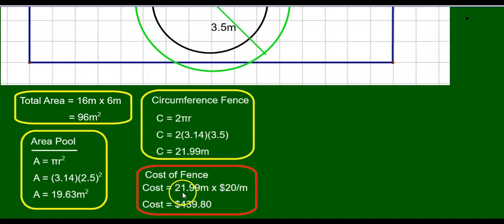So the cost of the fence will be 21.99 meters at $20 per meter, and that comes out to $439.80. So far this is our cost. I put that in red here, I highlighted in red. And for the total area, now we're going to subtract this pool, right? We're not going to put mats around the pool. So the total is this. We're going to have to subtract that. Now let's go on to the sandbox and let's see what information we get from that.